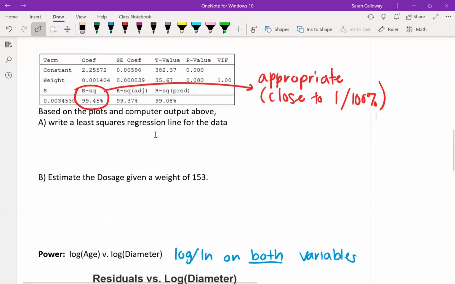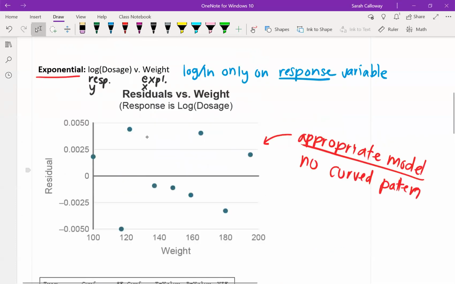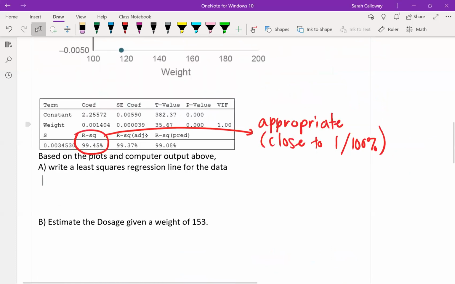This question is asking me the same thing. I'm going to estimate a dosage given a weight, but first I have to write the regression line. Remember that the regression line is going to be our response variable hat. Our response variable is log of dosage, so I'm just going to write log of dose to be concise.